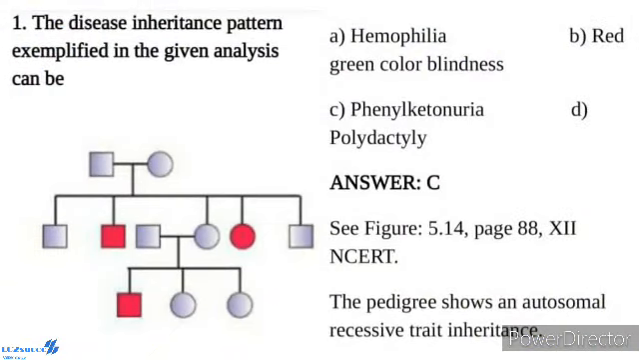NEET Biology, diagram based practice question number 9. Question number 1. The disease inheritance pattern exemplified in the given analysis can be shown in the diagram. Representative pedigree analysis of autosomal recessive trait, for example, sickle cell anemia.